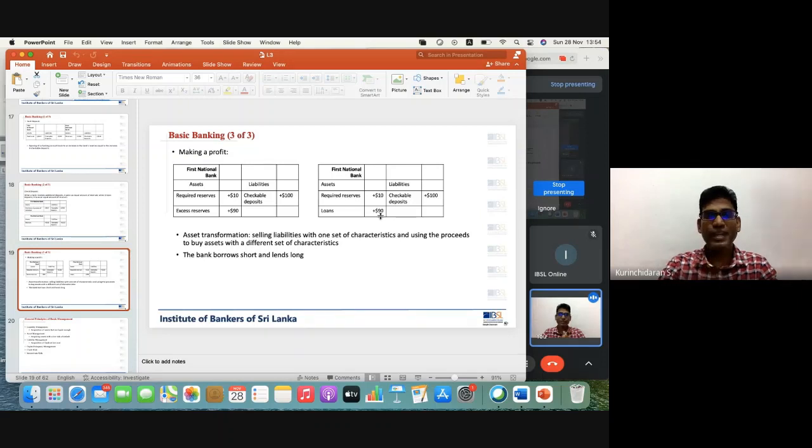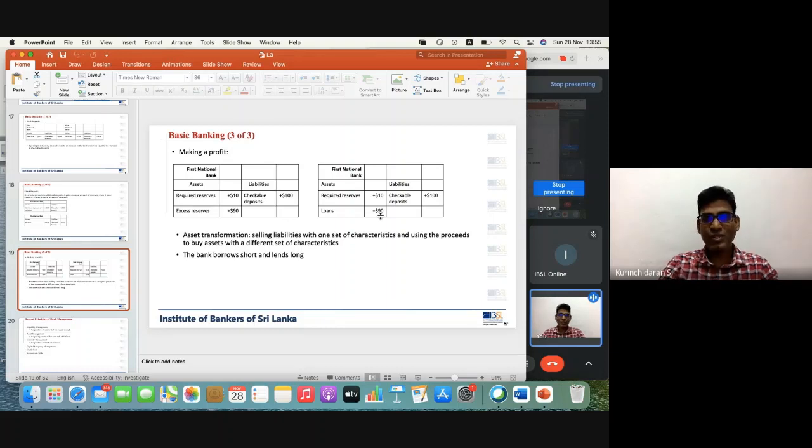This is what we call asset transformation. Selling liabilities with one set of characteristics, and using the proceeds to buy assets with a different set of characteristics. So you are going to play around with that. In simple terms, you get a deposit at lower cost and give the loan at a higher interest rate, and you make a profit. That means banks borrow short and lend long. So this is the asset transformation.